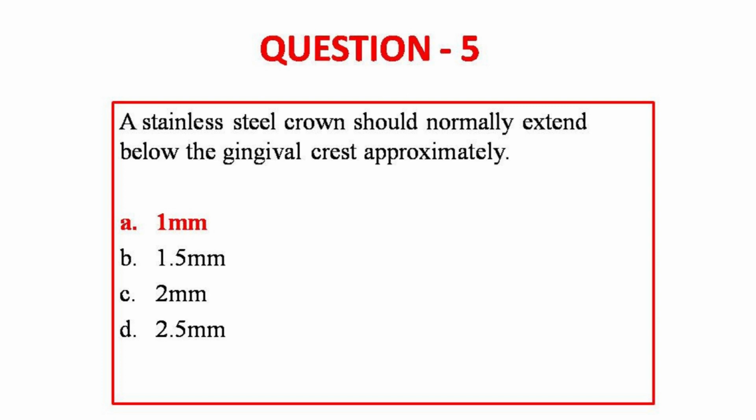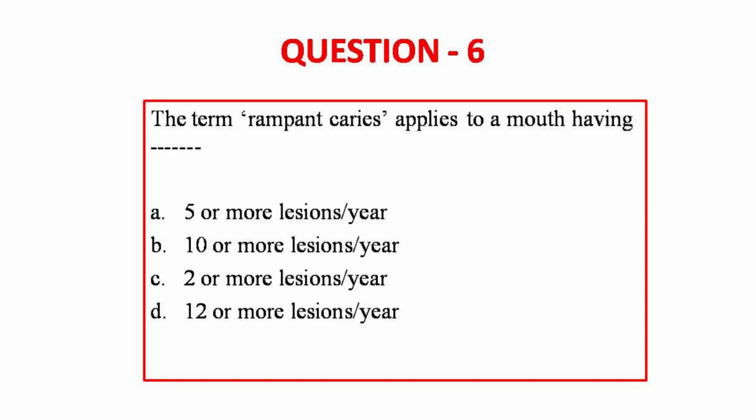So during the preparation of a stainless steel crown, in the tooth preparation, occlusally we will be doing around 1.5 to 2 mm reduction, and buccal and lingual aspect around 0.5 mm, and for the proximal 1 to 1.5 mm. So moving on to question number 6.